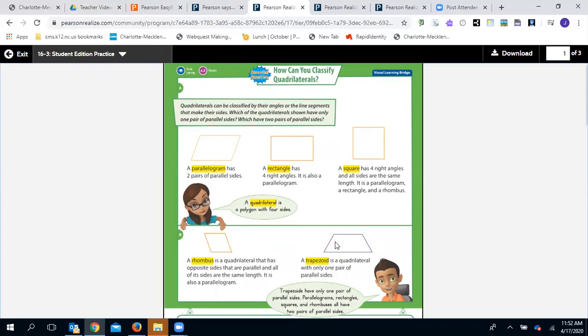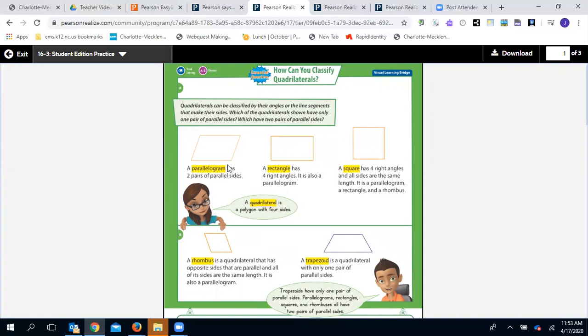And then a trapezoid is not a parallelogram because it only has 1 pair of parallel sides. See these top and bottom ones? That's it. These two right here are not parallel because if you would continue, they would cross, okay? So a trapezoid is not a parallelogram.